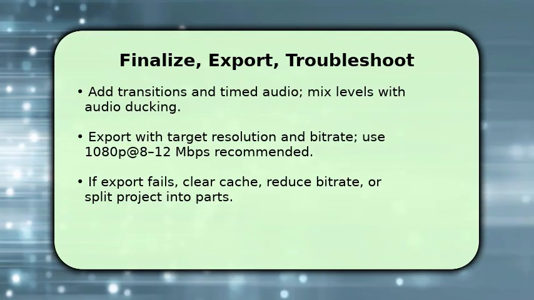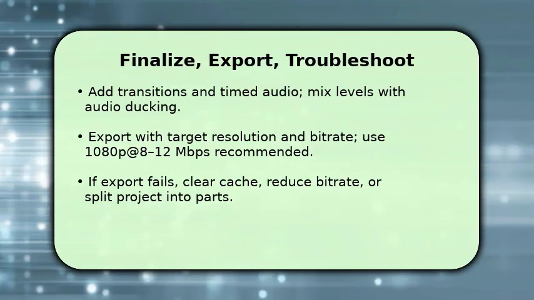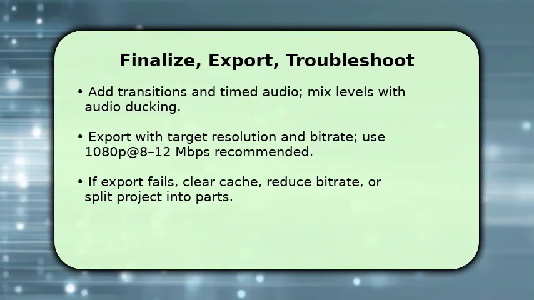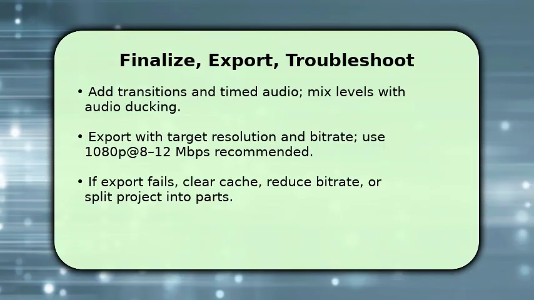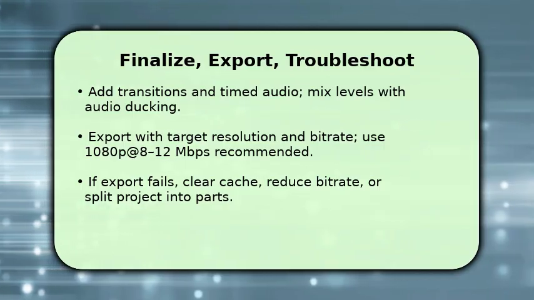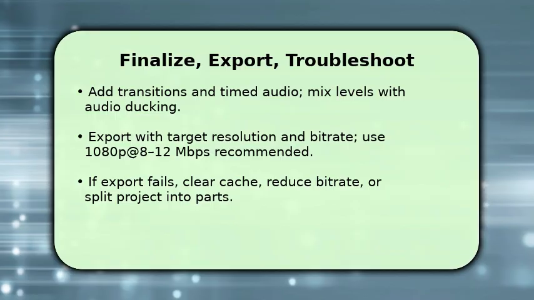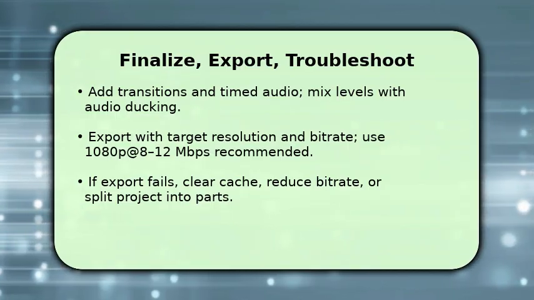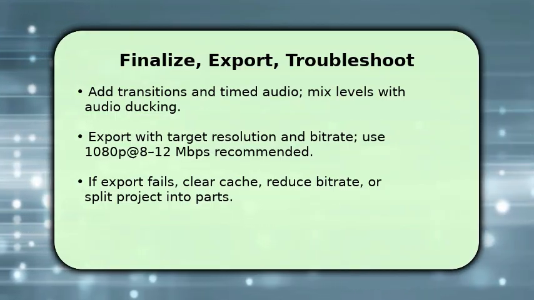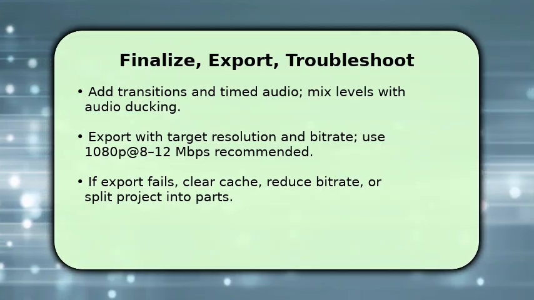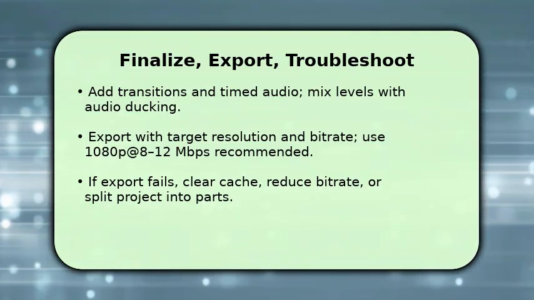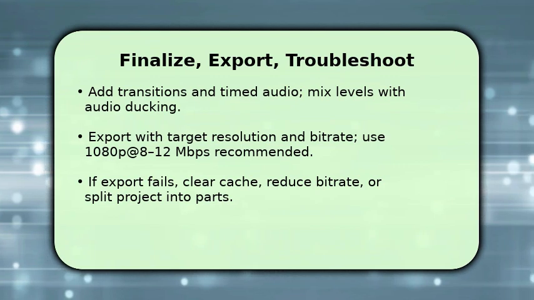Once satisfied, choose export settings. Pick resolution and bitrate that match your delivery platform. For example, 1080p at 8 to 12 Mbps for web. If export stalls, clear Kinemaster cache, reduce bitrate, or split the project into smaller segments. These steps resolve memory and encoding errors. Finally, review the exported file.